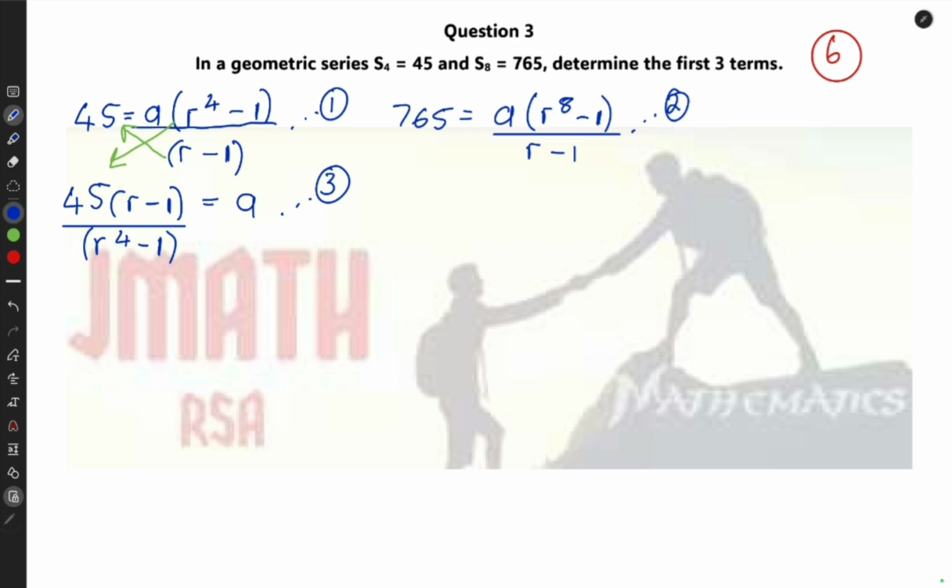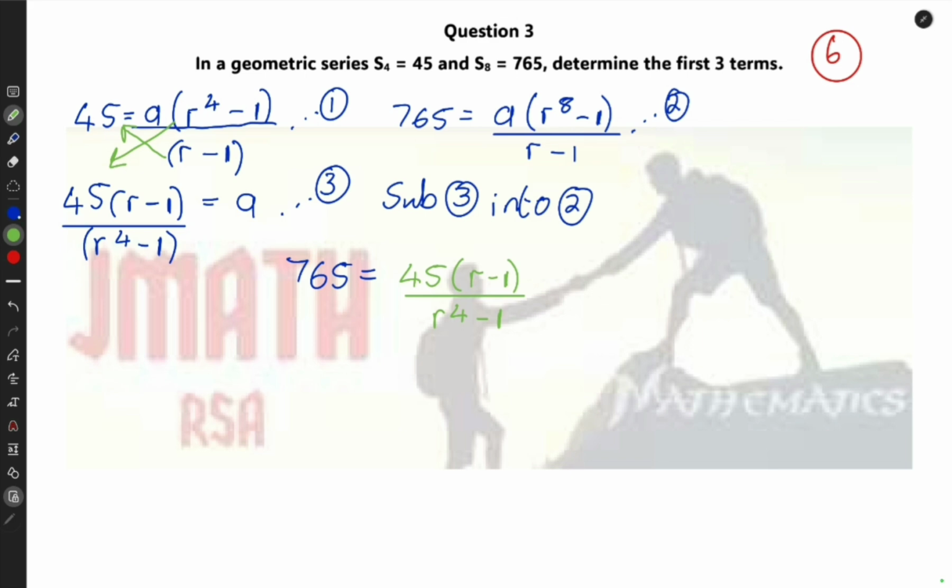Now, simultaneous equations, I must tell them what I'm doing. I am going to sub 3 into 2. Okay, now please be very careful. I can't sub 3 into 1 because it's the same formula. It's just going to cancel everything out. So always into the one you haven't used. Okay, let's write that. So 765 is equal to, in another color so you can see what's going on, 45(r minus 1) over r^4 minus 1.